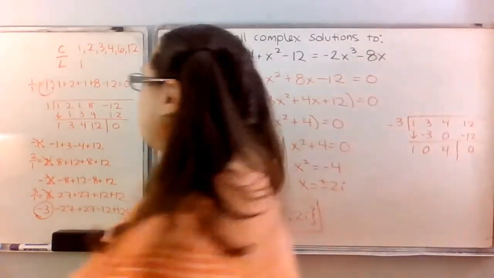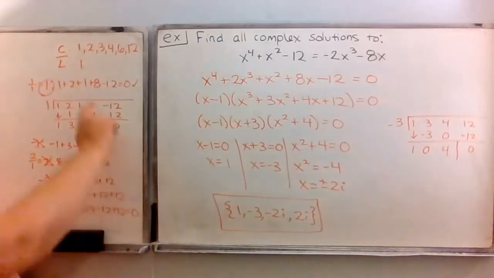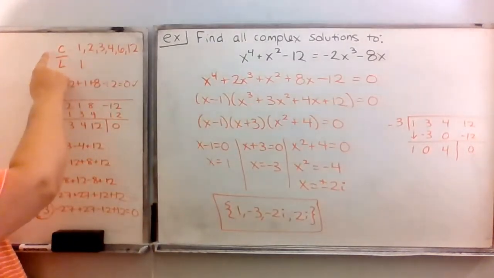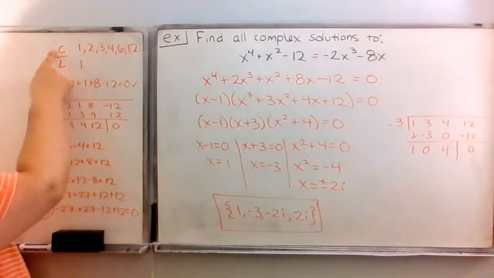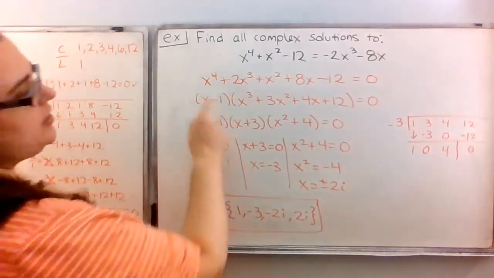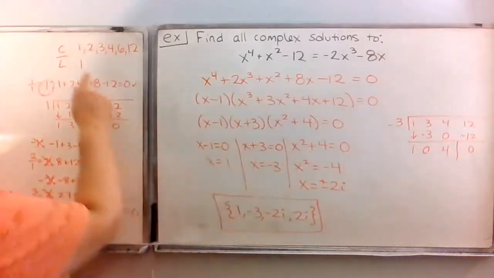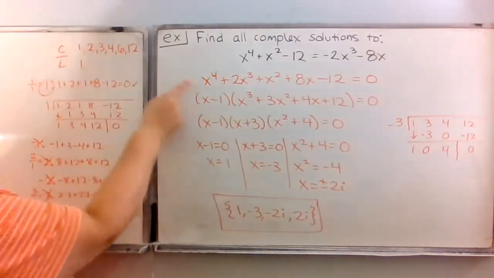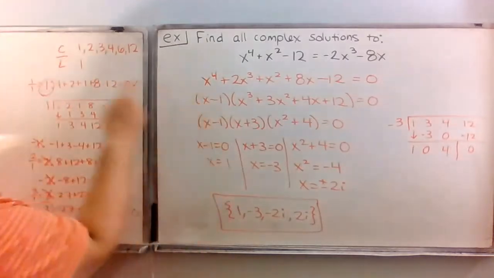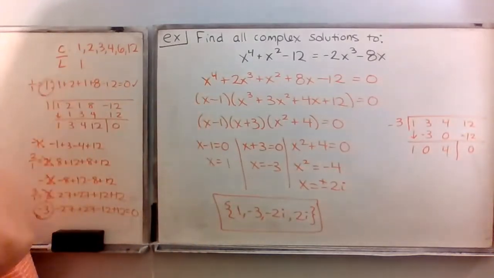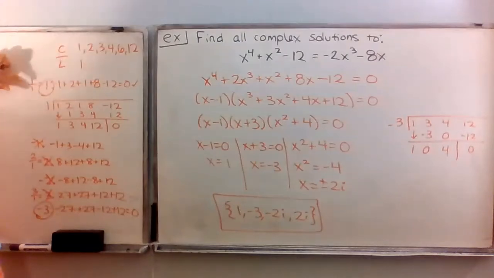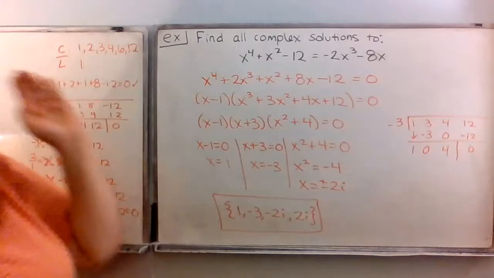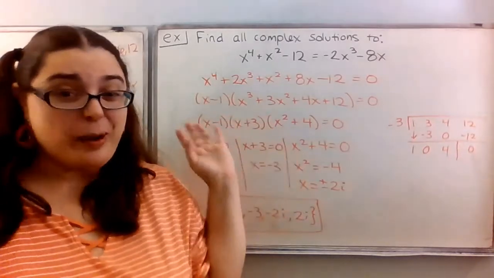So I started out off screen here by doing C over L. I looked at the factors of my constant term, which in this case was this -12. So these are my factors of -12, and then factors of my leading coefficient, which was blessedly 1. So there was my 1. Then I said, okay, 1 over 1 is 1. I substituted 1 in, and I got 0 right away. I was super thrilled with that because you got a factor immediately.